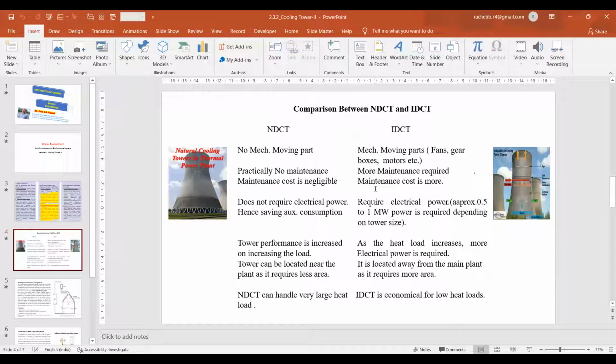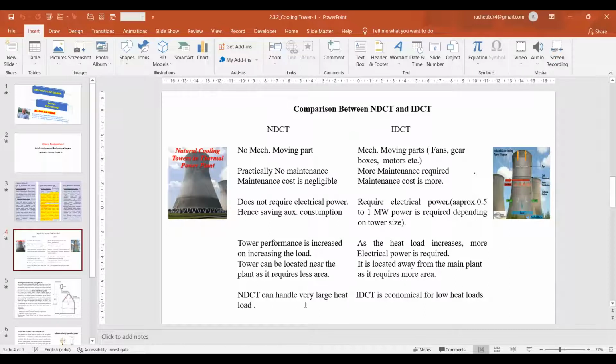Tower performance is increased on increasing the load, but it is in reverse in the case of IDCT. The tower can be located near the plant as it requires less area, and IDCT is located away from the main plant as it requires more area.